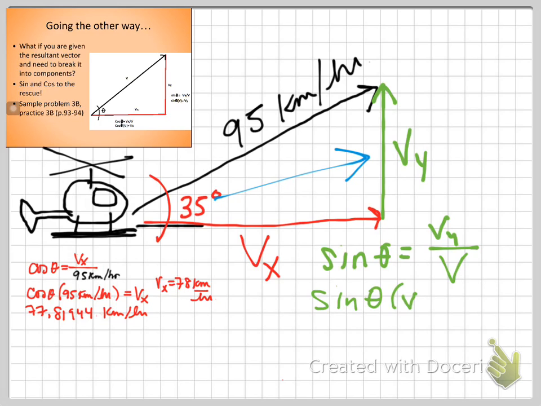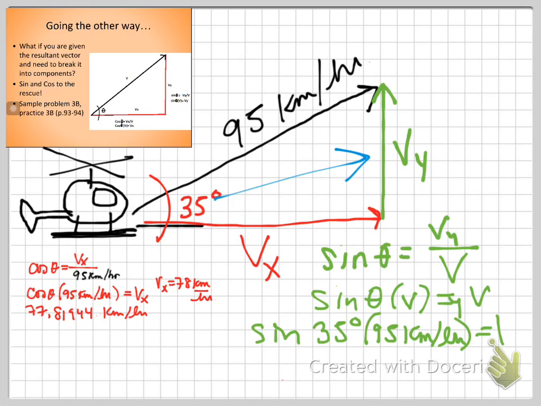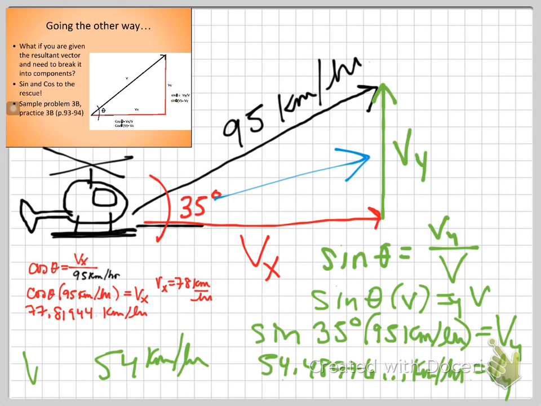Sine theta times v equals v sub y. So the sine of 35 degrees times 95 km per hour is going to give us our v sub y. Somehow I moved that. Okay, you got a raw number? Okay. So our raw answer, 54.489, blah, blah. Final sig fig would be 54 km per hour is our v sub y. This one has an obvious direction, which is up.